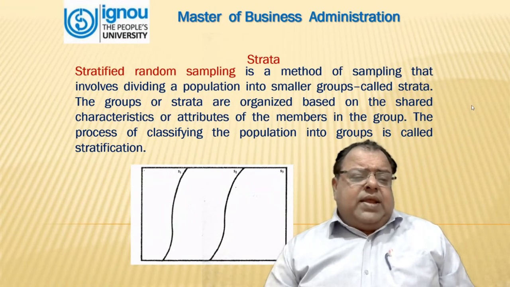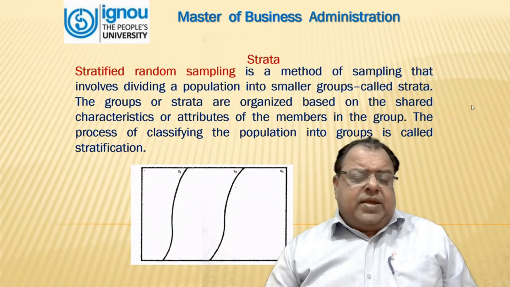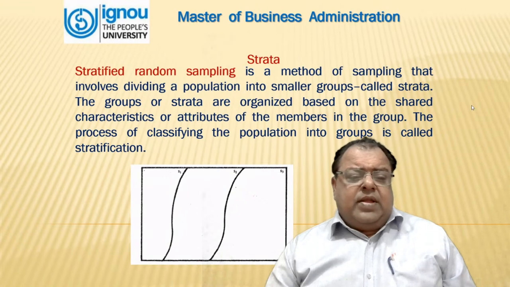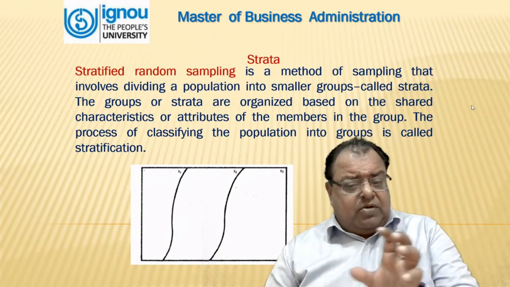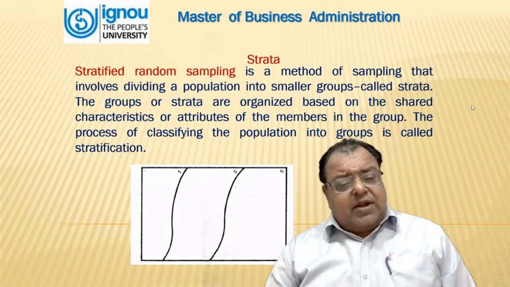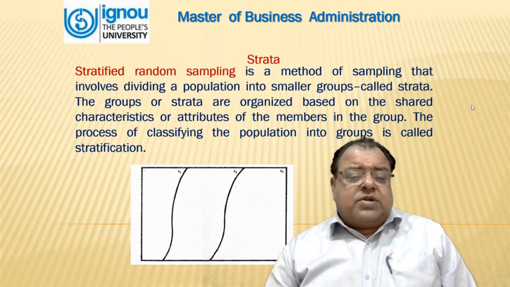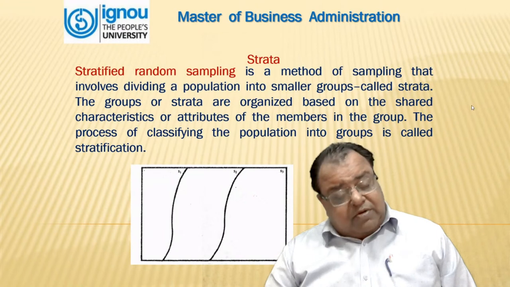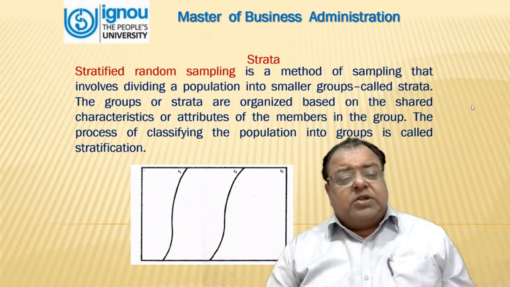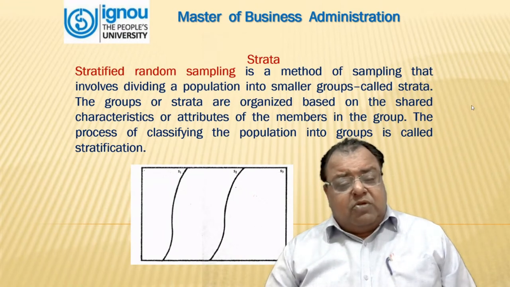Stratified random sampling is a method of sampling that involves dividing the population into smaller groups called strata. The groups or strata are organized based on the shared characteristics or attributes of the members in the group. The process of classifying the population into groups is called stratification.